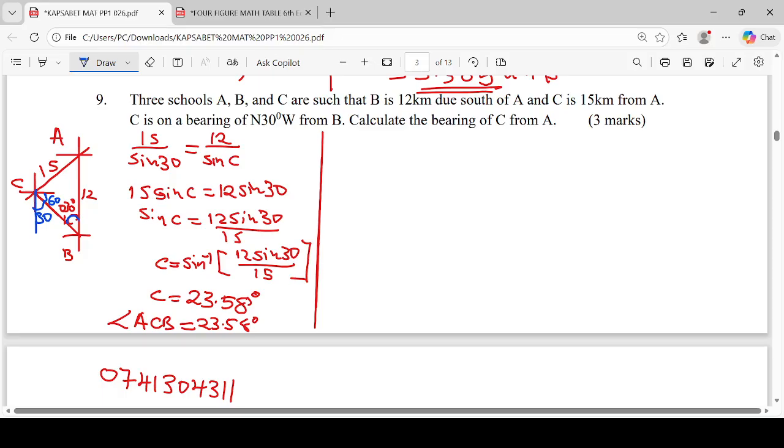12 kilometers. It's my hope that I've done this well. Just a moment, let me see. So that is 23.